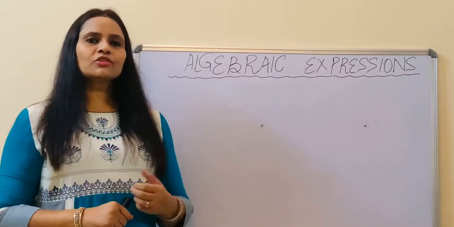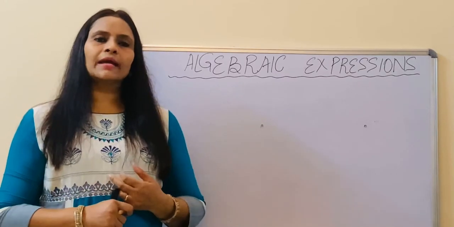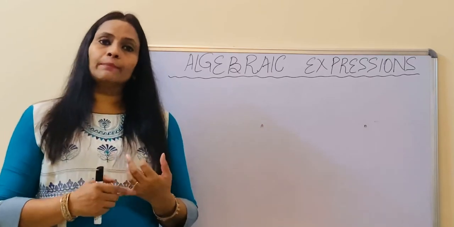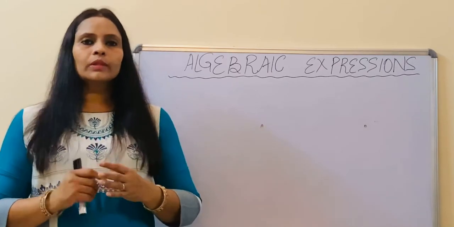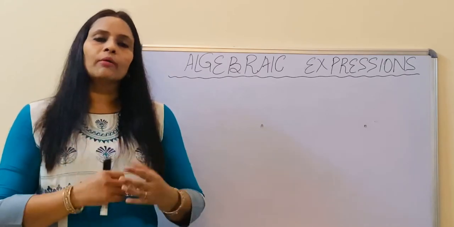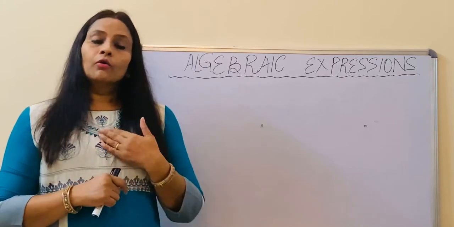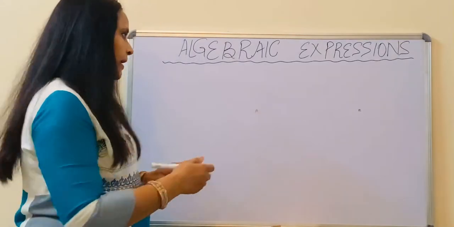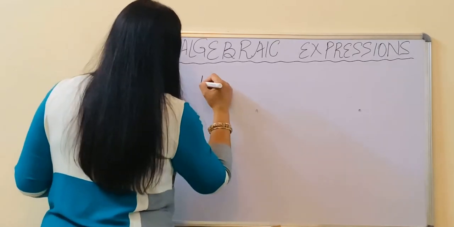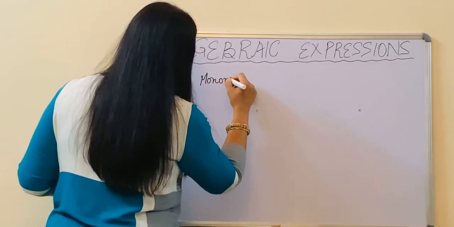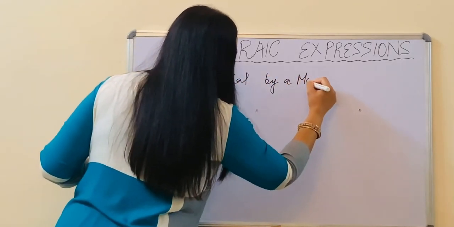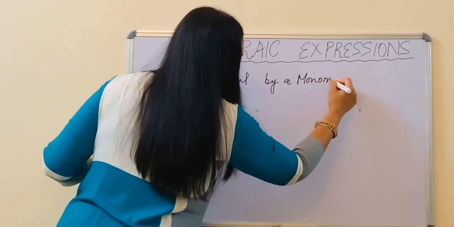In the multiplication of algebraic expressions, we can multiply a monomial with a monomial, a monomial with a binomial, a monomial with a polynomial, or a binomial with a binomial, or a binomial with a trinomial, or a polynomial with a polynomial. Oof, we have lots of options. Let's do it. The first case I am taking up is monomial by a monomial.